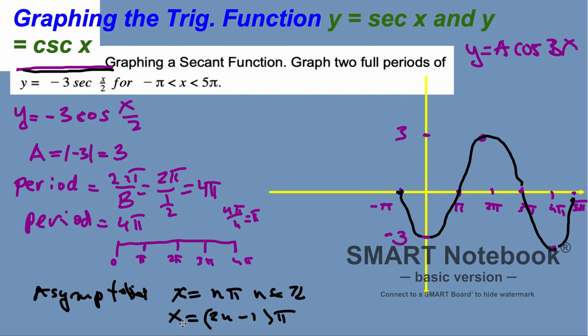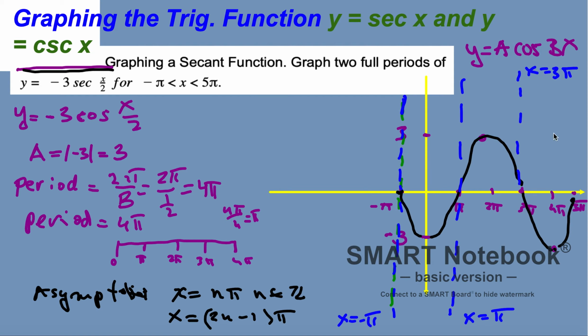This formula is going to produce the asymptotes of this function, wherever we have an intersection. Let me take a different color because we cannot see very well. So here is one asymptote, x equal to pi. Another asymptote, x equal to -pi. The other asymptote is x equal to 3 pi. And the other asymptote is x equal to 5 pi. Those are the vertical asymptotes of the function y = -3 secant(x/2).